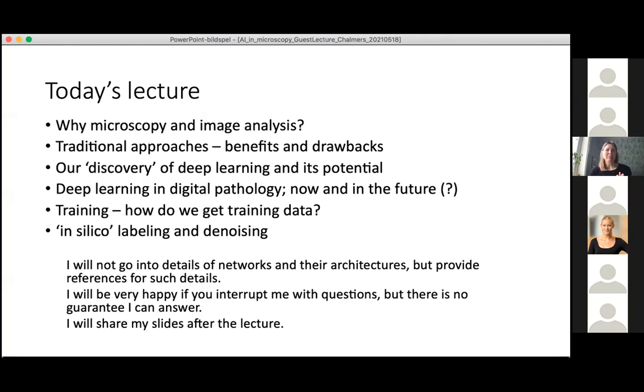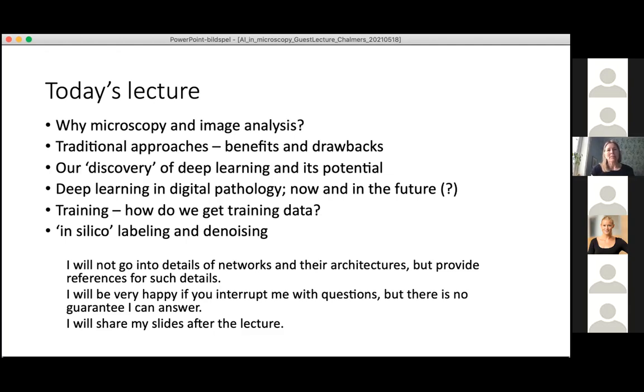So my plan for today is to start to talk a little bit about why we would want to use the combination of microscopy and image analysis. And then start with some traditional approaches. That's really where I come from. I've been working with image analysis for many years, and also 6 years in the US at something called the Broad Institute, which was all about large scale, high throughput screening and using image analysis to understand drugs and the interaction of drugs with cells and model organisms.